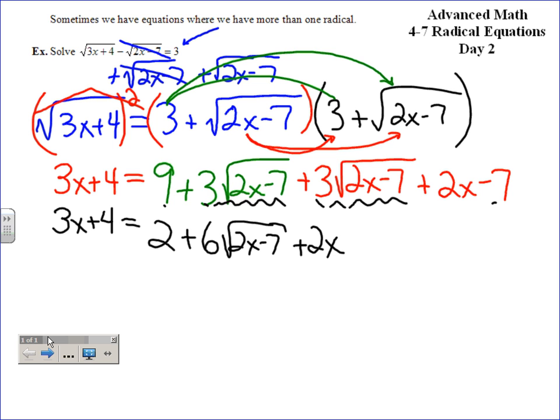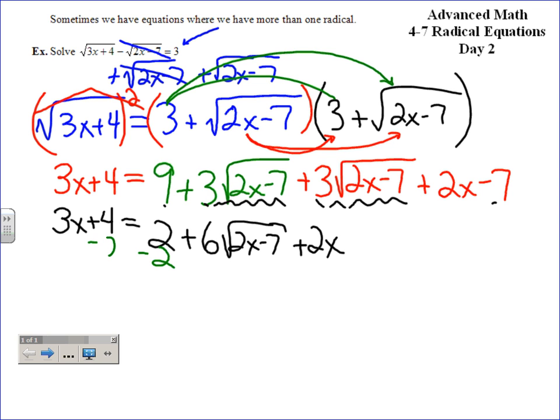Well, that was a lot of work to still have a lot of x's in the problem. But how many radicals did we start with? 2. How many do we have now? Oh, so this turns into what you did yesterday. There's only one, so get the radical by itself. We only have 1 now. So let's do it. This 2 right here, it's got to go.